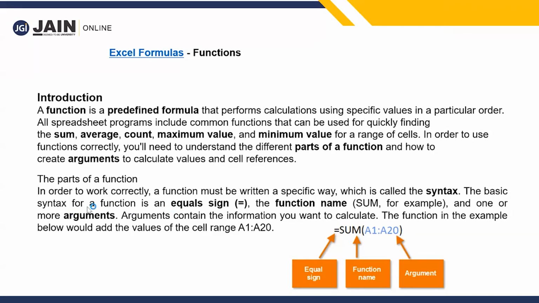So the basic syntax for a function is starting with an equal sign, the function name, sum for an example, and one or more arguments. The arguments contain the information you want to calculate. Like I just told you, the function in the example below would add the values of the cell range from A1 to A20. Okay, so if you see, it's clearly mentioned over here: equal sign, function name, and the arguments.